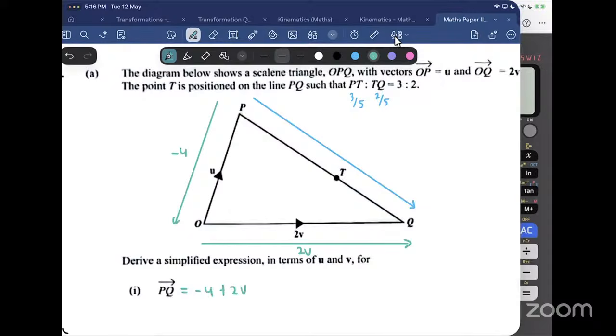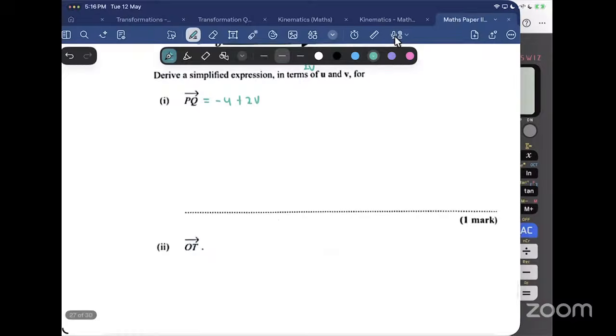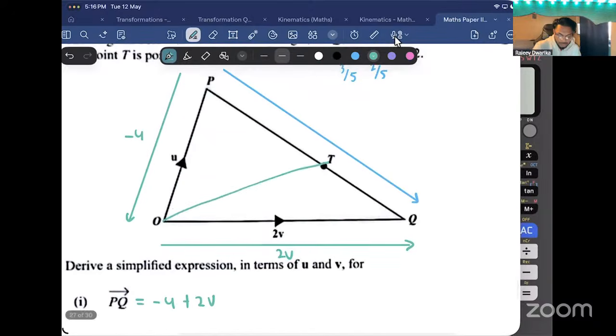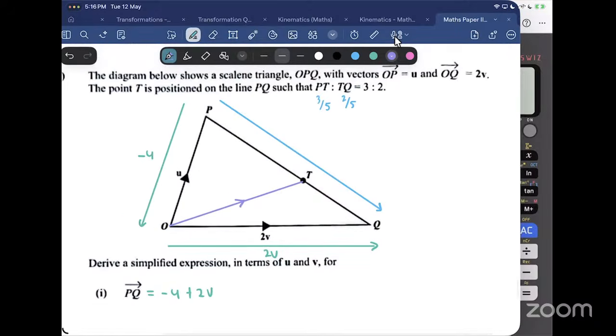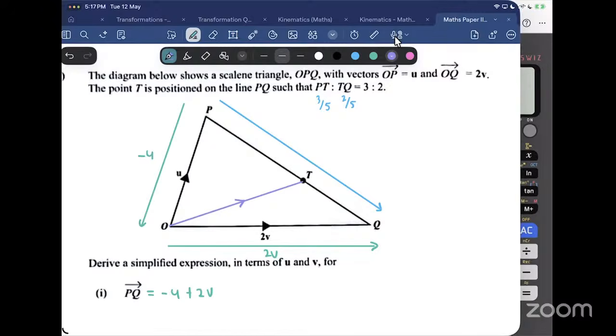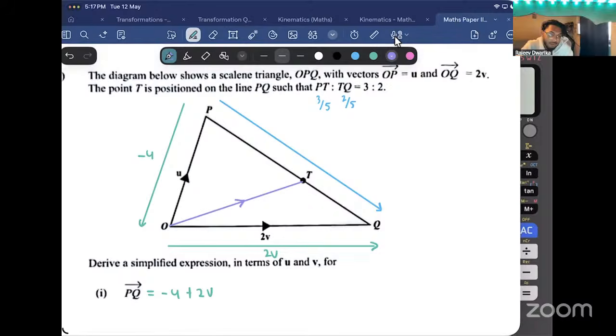All right, cool. O to T now. We want to go from O to T. Which route do you want to take? There's multiple routes, two different routes you could take. O to Q, Q to T. I wouldn't advise that, but that would work.